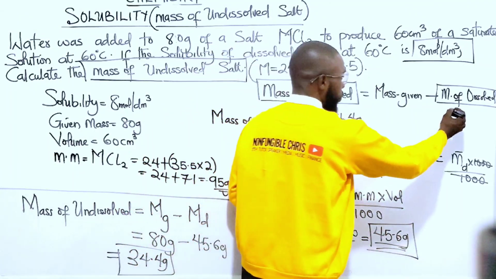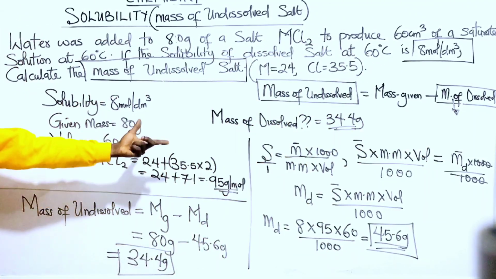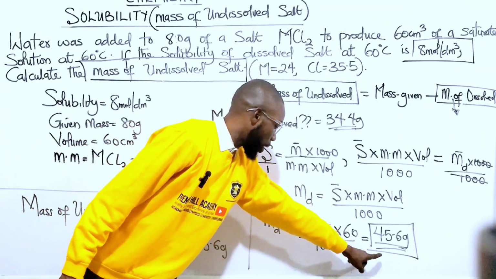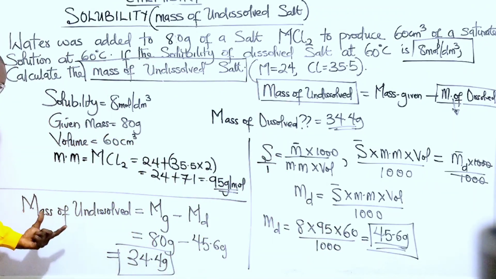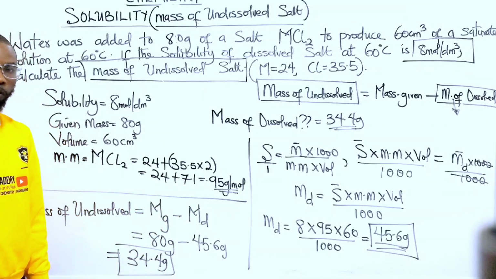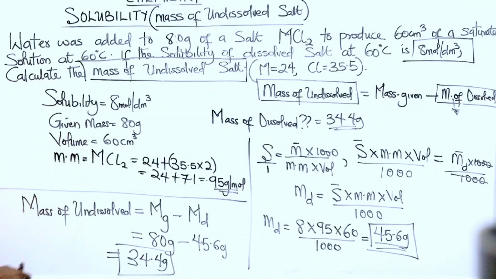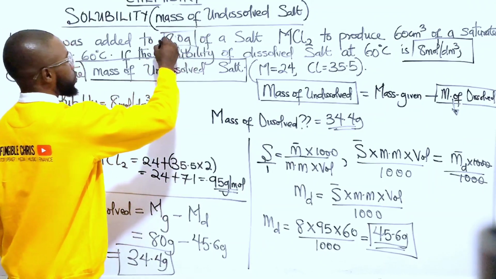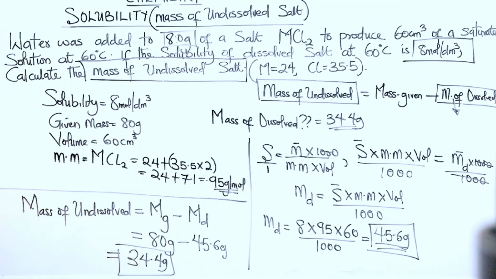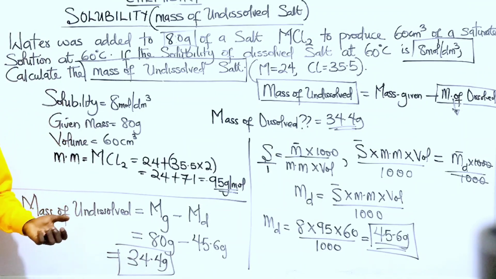And we can get the mass of the dissolved from the parameters of the question, having solved through, getting the mass of dissolved as 45.6. We now know the mass of undissolved is mass of given minus mass of dissolved. The mass of given was 80 grams, because from the question we had that our given mass was 80 grams. Subtract the mass of dissolved, we're going to get 34.4 grams. So that's how to solve questions as regards mass of undissolved.